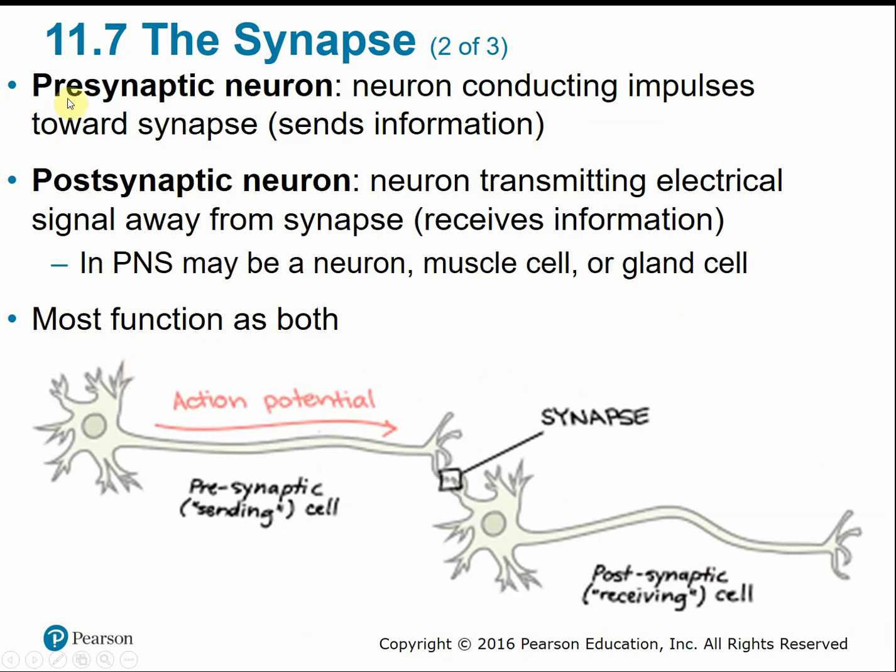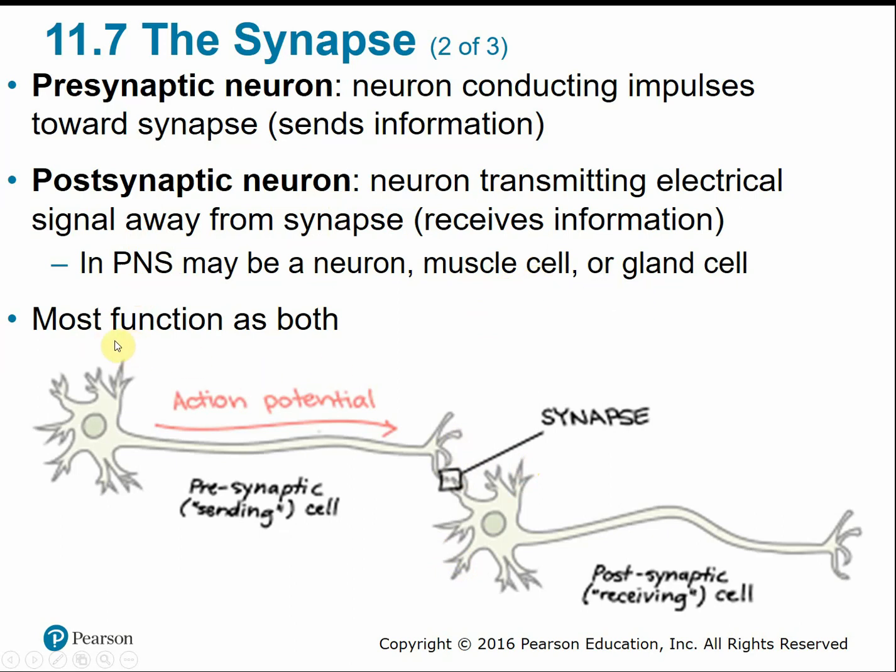The presynaptic neuron is the neuron that is sending the impulses toward the synapse, or toward that communication point. The postsynaptic neuron is after the synapse. It's going to receive that signal and then carry it away from the synapse. In the peripheral nervous system, this postsynaptic receiving cell could be another neuron, or it could be one of those effector organs that we talked about, so a skeletal muscle cell or a gland.